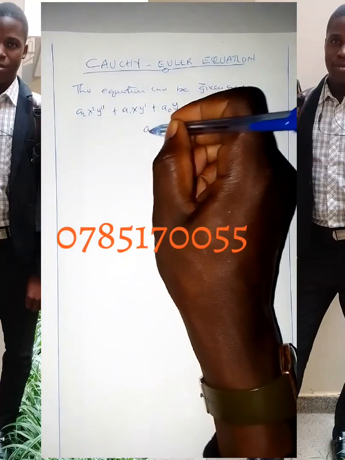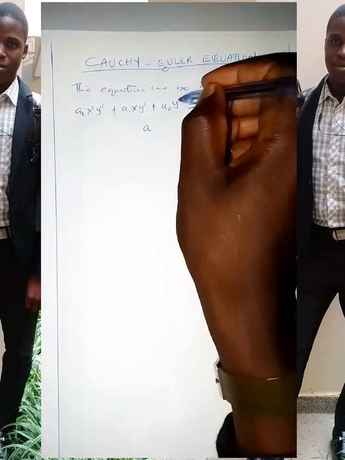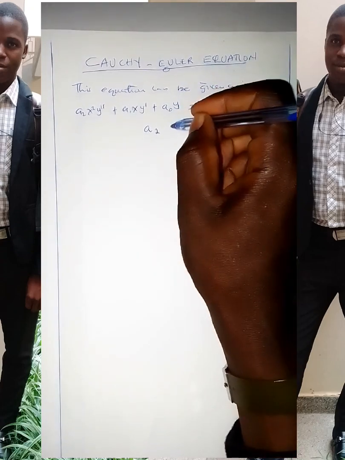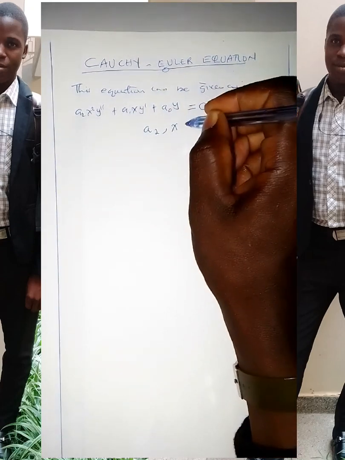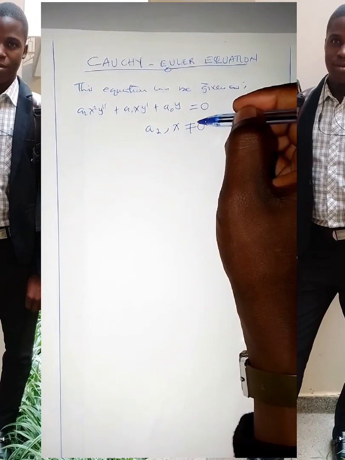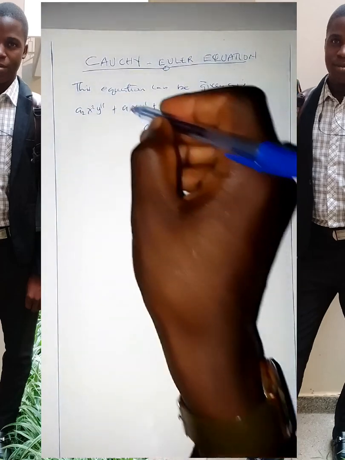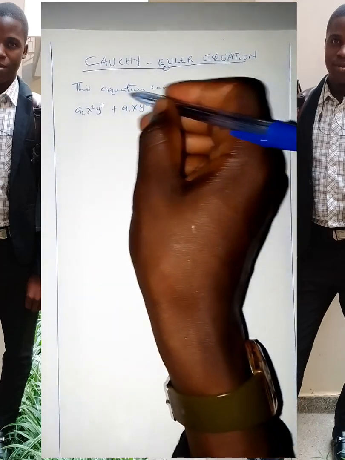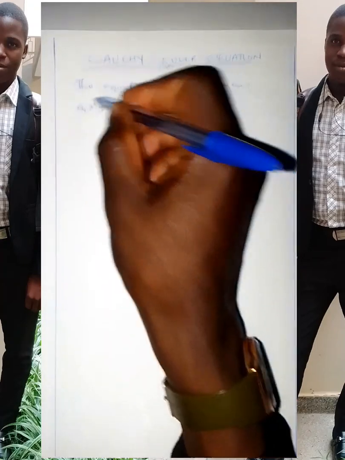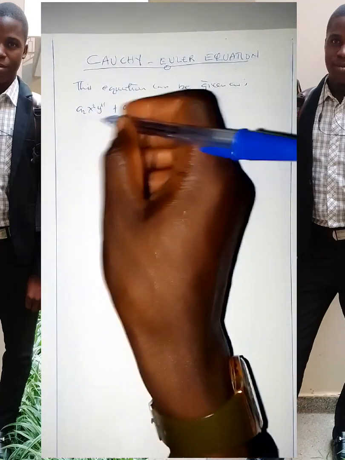In this case, we always say that the coefficients a2 and a1 must not be equal to 0. Because the moment they equal 0, what happens? The whole term will cancel. If a2 is equal to 0, the whole of this and this will become zeros, and it will no longer be a second order differential equation in this format. So this one can be written in the first order.